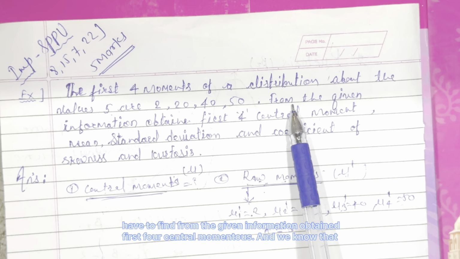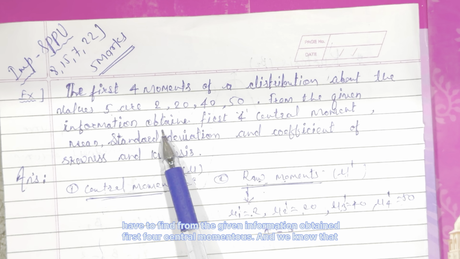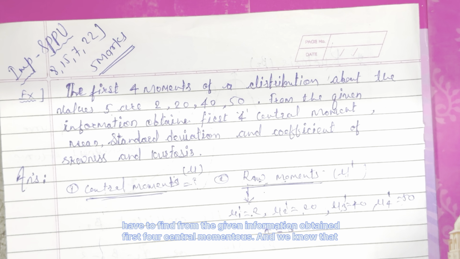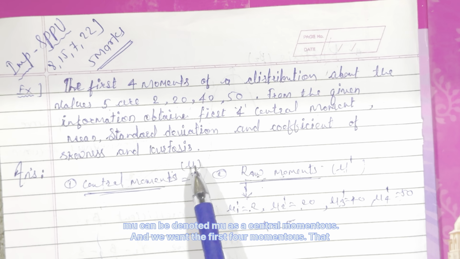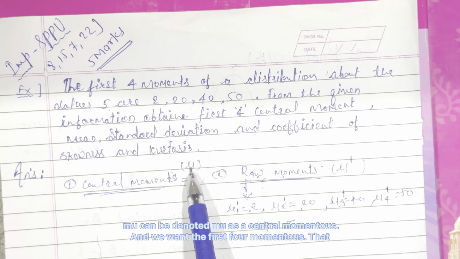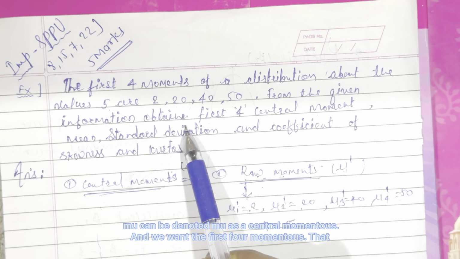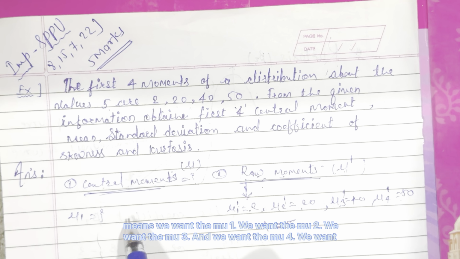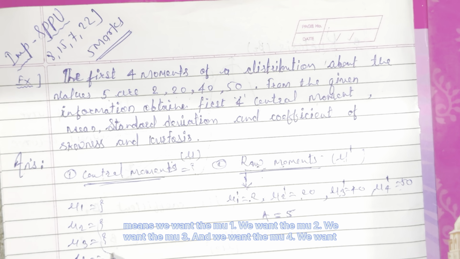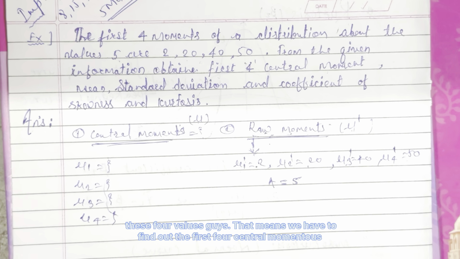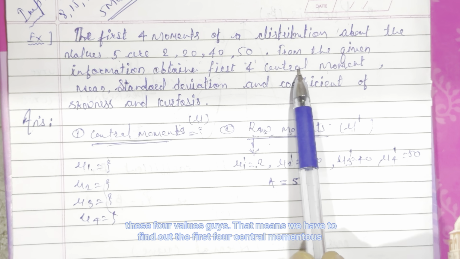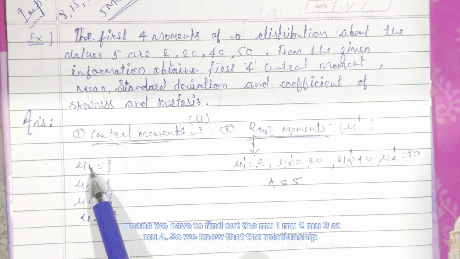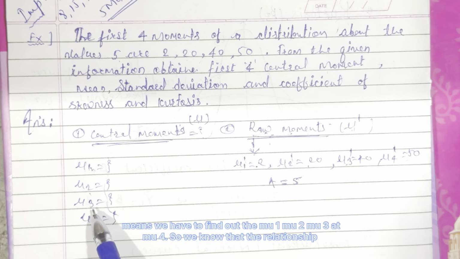What we have to find from the given information is the first 4 central moments, and we know that we denote μ as a central moment. We want the first 4 moments, that means we want μ1, μ2, μ3 and μ4. We want these 4 values, guys. That means we have to find the first 4 central moments: μ1, μ2, μ3 and μ4.